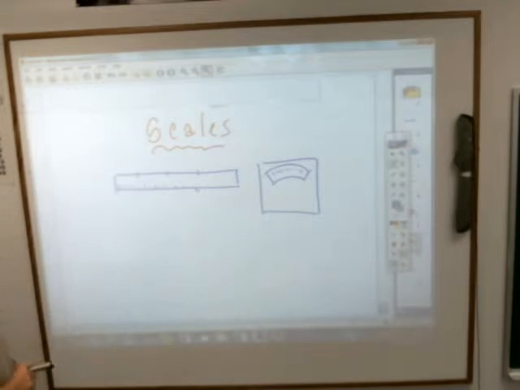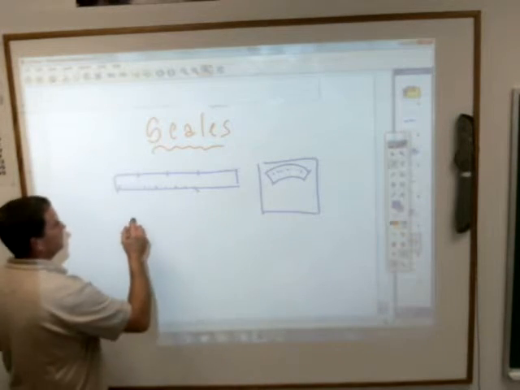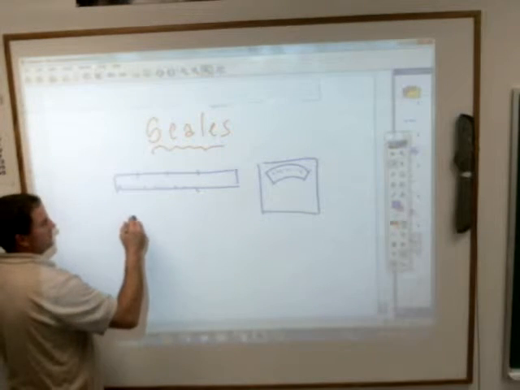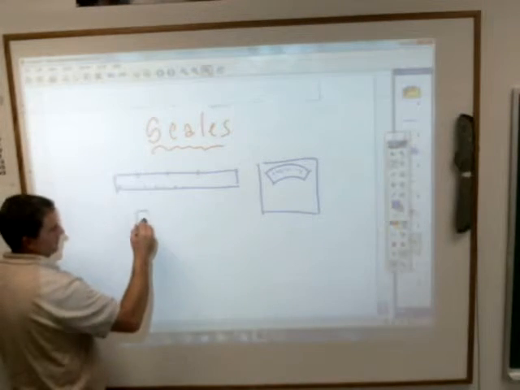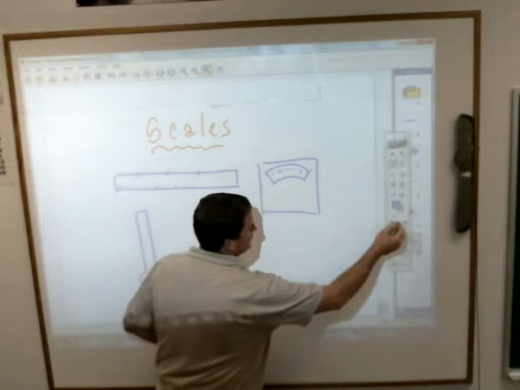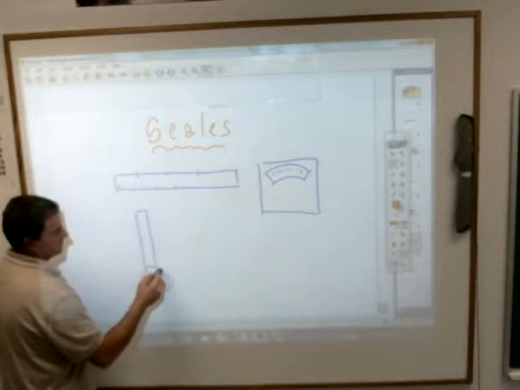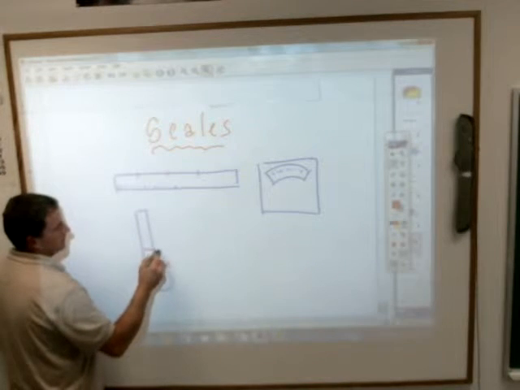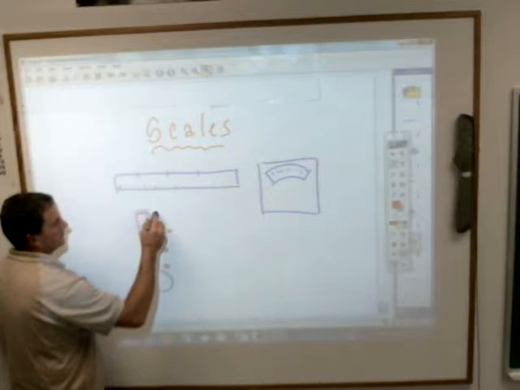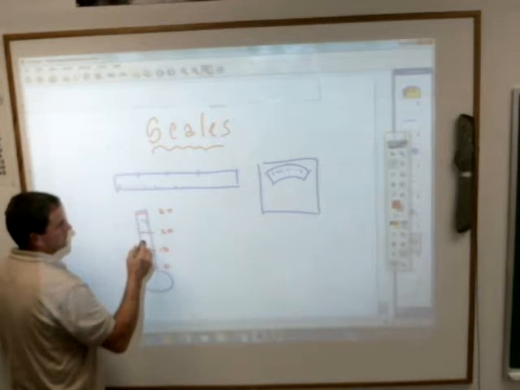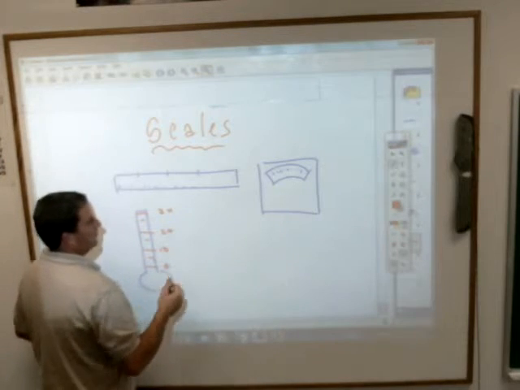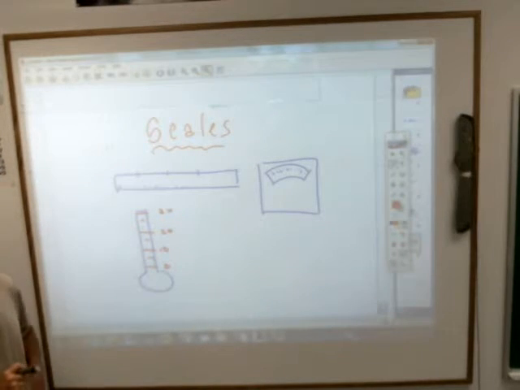Okay. The first thing you have to do when you see a scale, whether it be a ruler, a bathroom scale, a speedometer, or a thermometer, let's do one of those. Let's draw this nice little thermometer here. 0, 10, 20, 30. What's the first thing you want to do when you look at any scale?